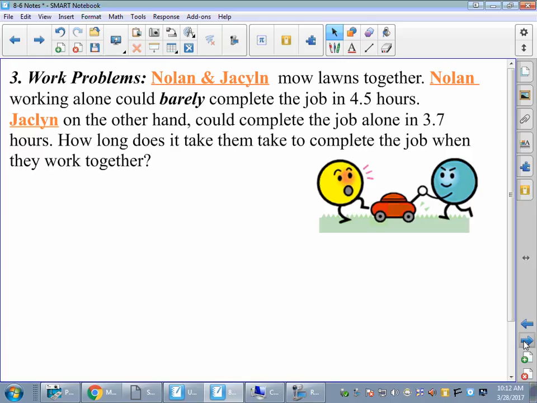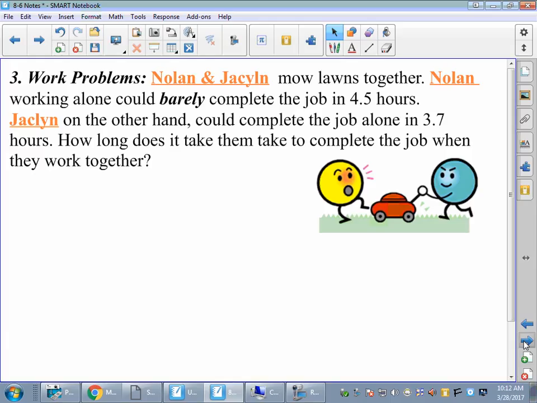And here is a work problem. Work problems end up being in this section. It's sort of a story problem that kids really struggle with, and the reason they struggle is they try to set it up like a normal linear equation. There's nothing linear about this. So Nolan and Jacelyn, interesting names, mow lawns together. Nolan, working alone, can barely complete the job in 4.5 hours. Jacelyn, on the other hand, could complete the job alone in 3.7 hours. So how long does it take them if they were to do the job together?